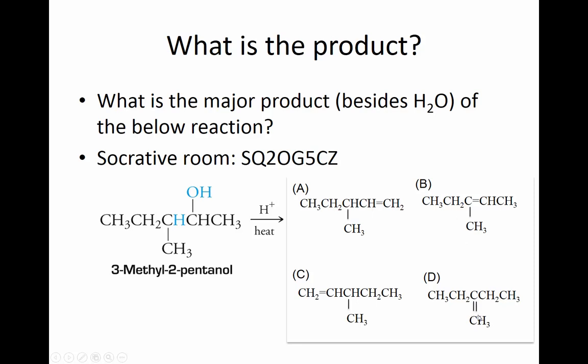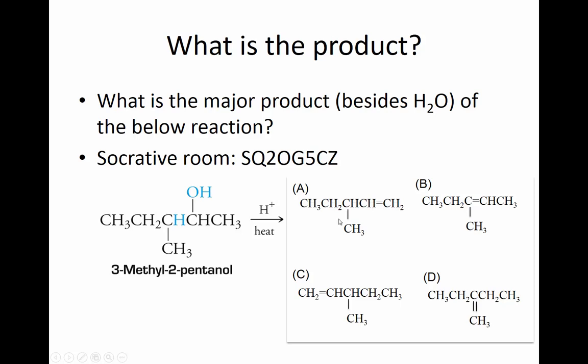D, well, there's no way this would happen at all because the OH is not on this carbon here, and it wouldn't be the major product if it was anyway. So D is out, so it must be B.